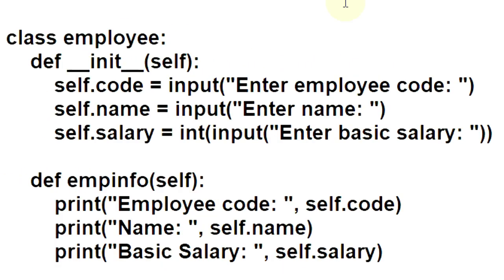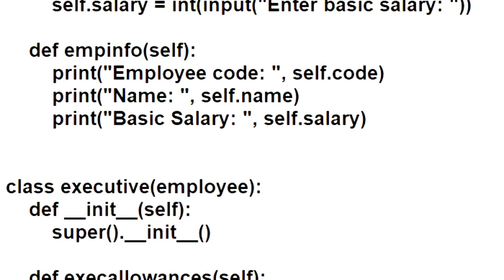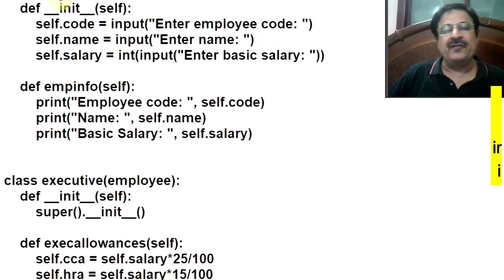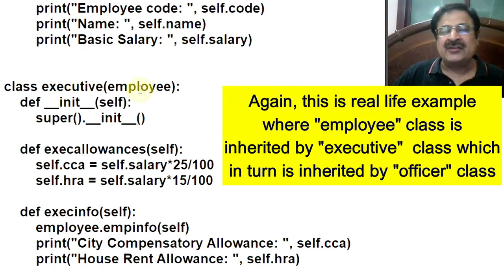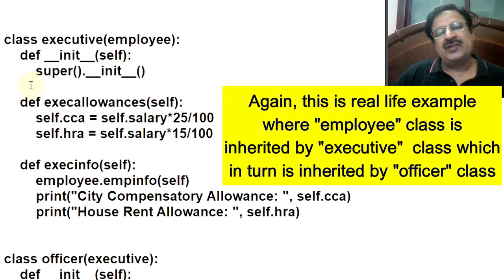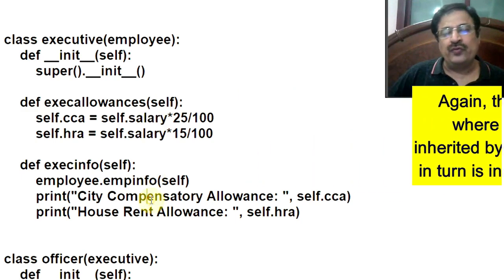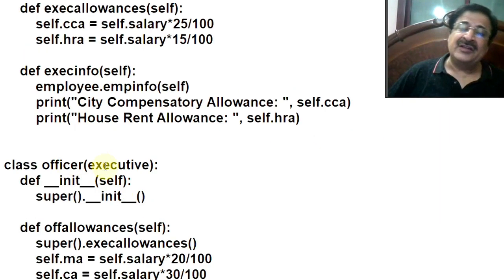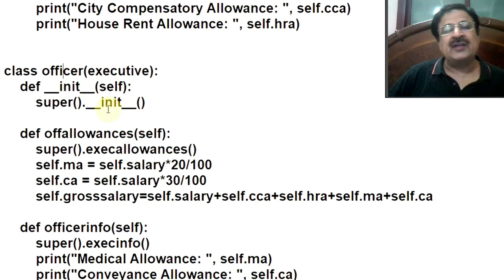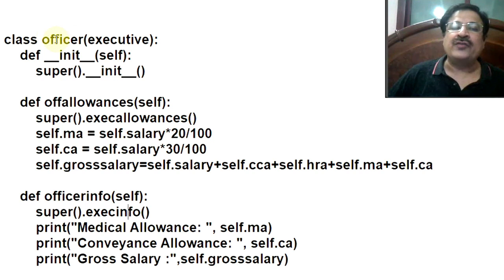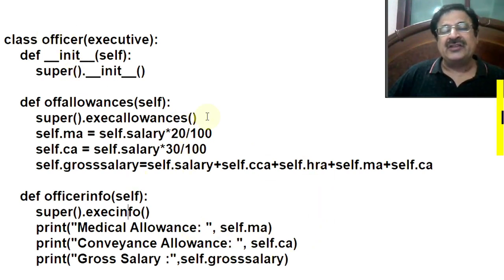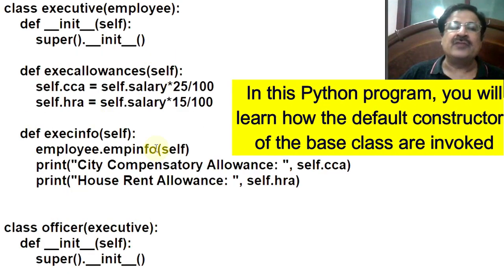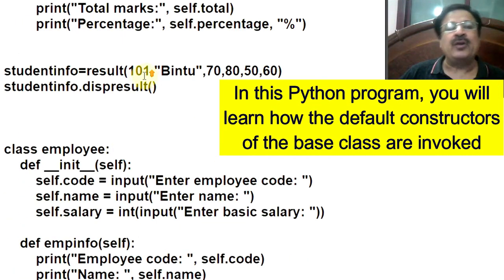Let us understand one more program to make the concept very clear. In this program, I have a class employee which has a default constructor and a method empinfo. The executive class is inheriting the employee class and has a default constructor and two functions. Officer class is inheriting the executive class and this officer class has a default constructor and two functions. Now when the object of officer class is created, it will be able to access all the functions and methods of itself as well as of executive class as well as of employee class too.